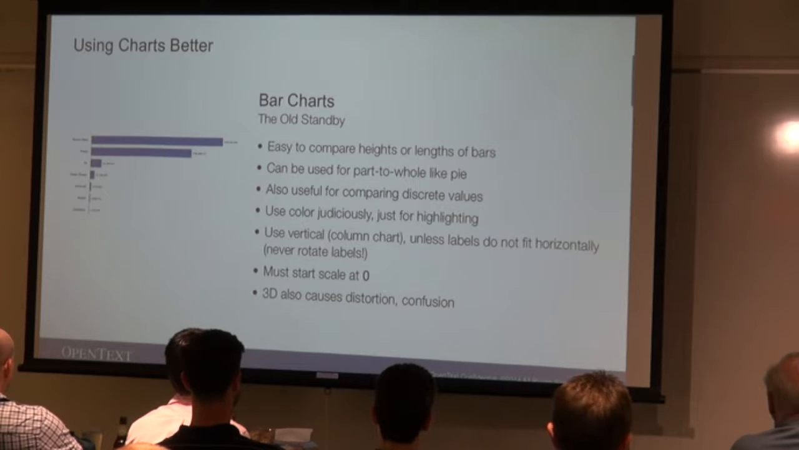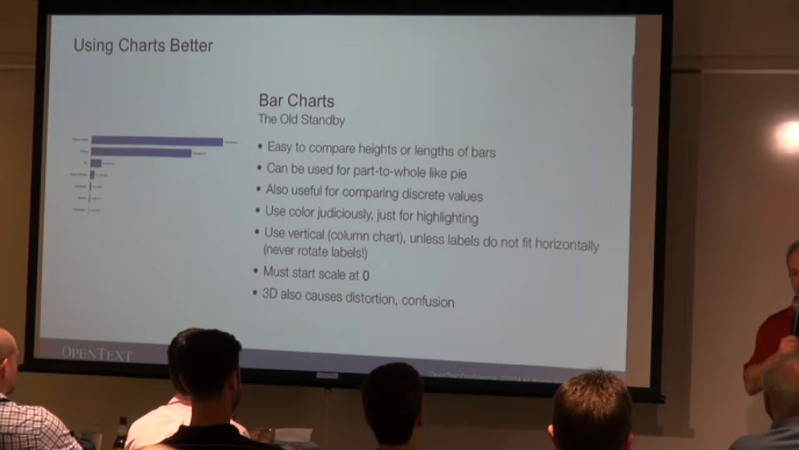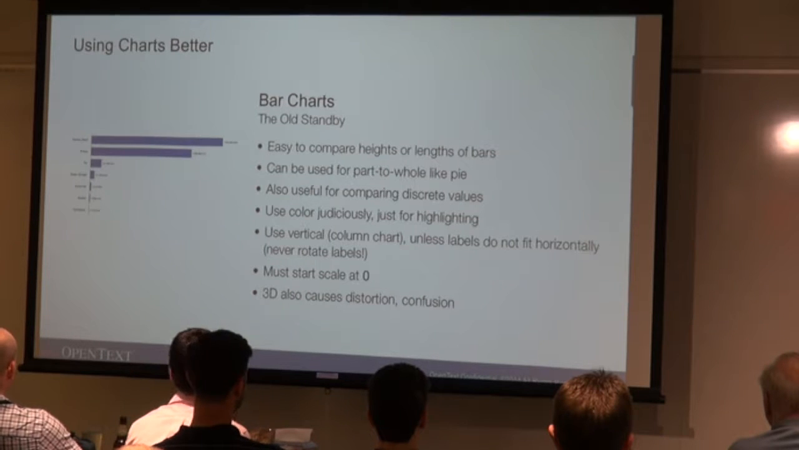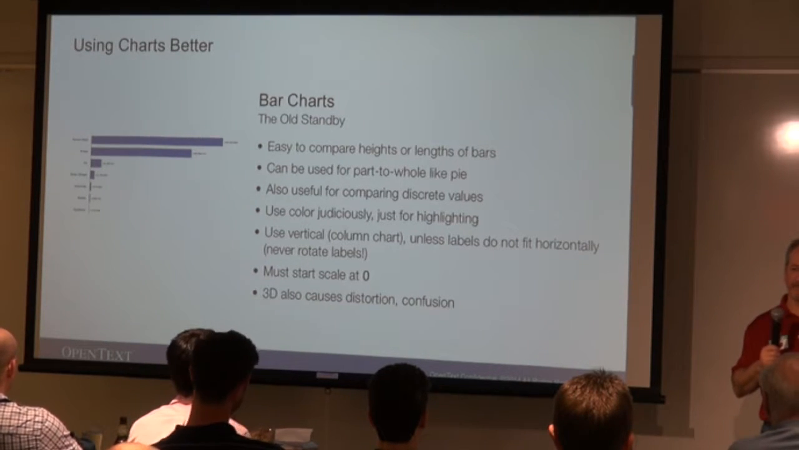never rotate. Our eyes can't read it. If you have to rotate the labels at a 45 or 90-degree angle, flip the chart. Must start at 0. Again, never, ever, ever use 3D on any chart.